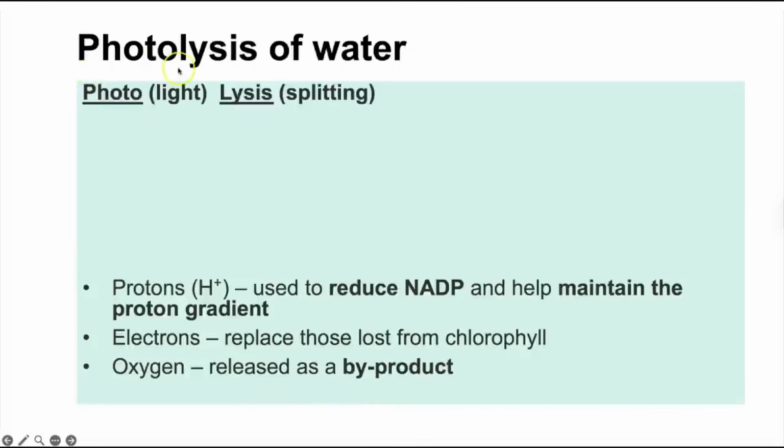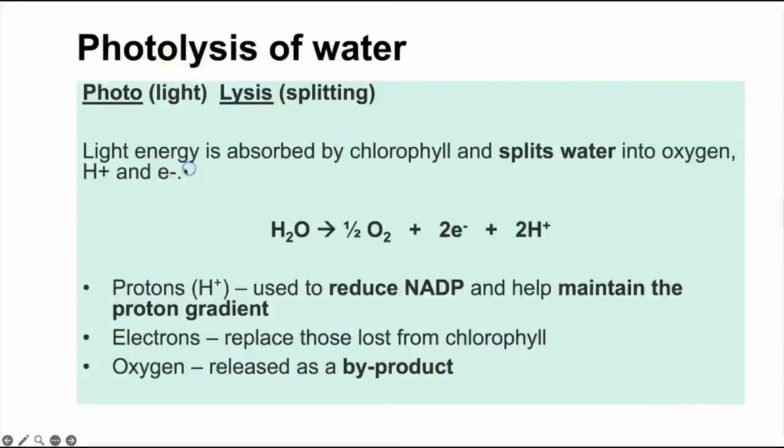Photolysis of water. Photo, if you see that in biology, it means light, lysis means splitting. So it is using light energy to split water. That is what photolysis is. And we've got an equation here. Water, and it's using the light energy, is split into oxygen, electrons and protons, also known as hydrogen ions.